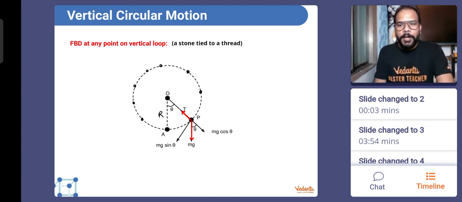Okay. So people, if I want my entire force to be acting towards the center, we know that the net radial force should be equal to mass into centripetal acceleration. Can I say this should be true for radial forces?